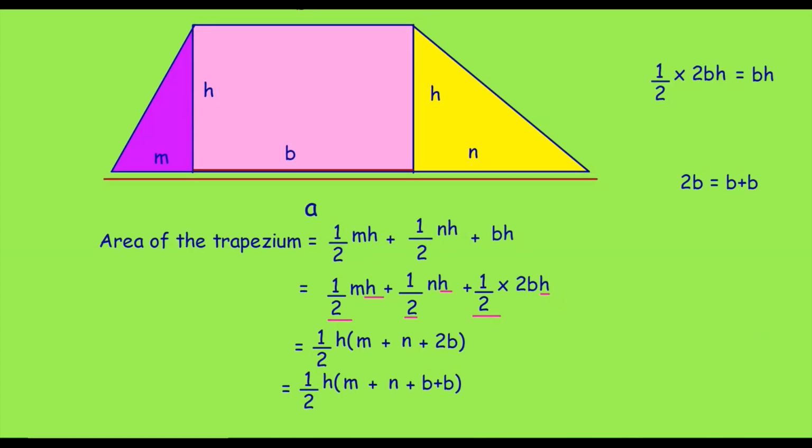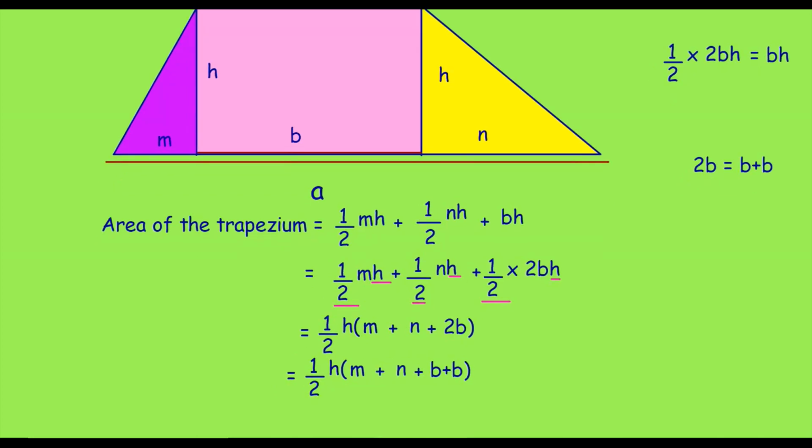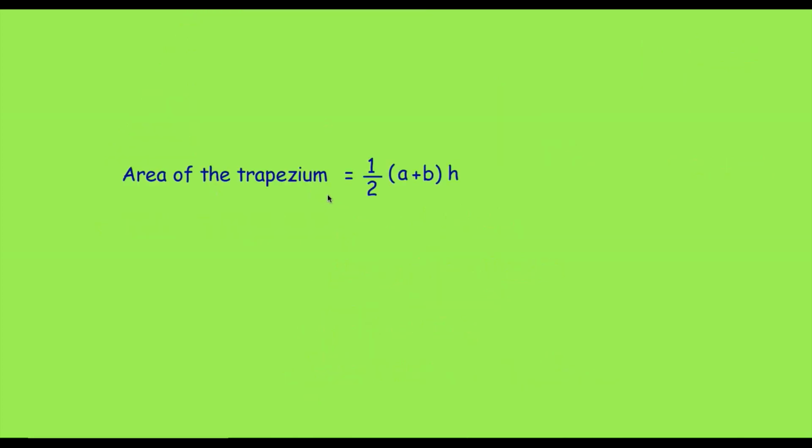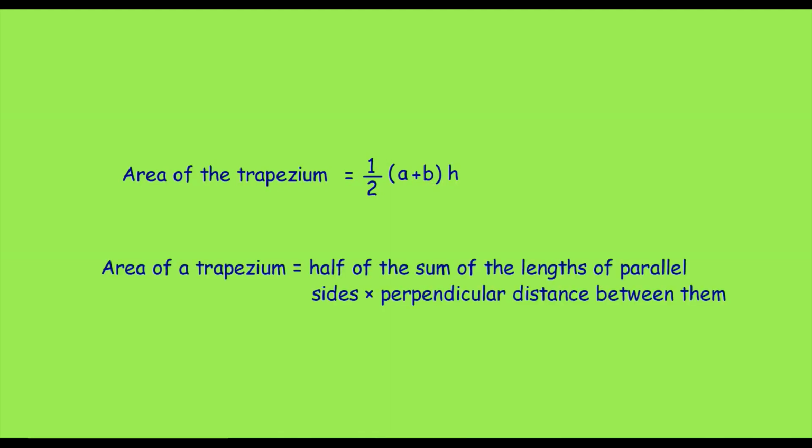So instead of m plus n plus b, you can write a. So we get half h into a plus b. So this is the formula to find the area of the trapezium. That is, area of the trapezium is equal to half into a plus b into h, or we can say area of the trapezium is equal to half of the sum of the lengths of the parallel sides into the perpendicular distance between them.